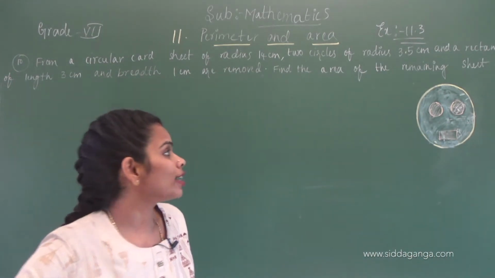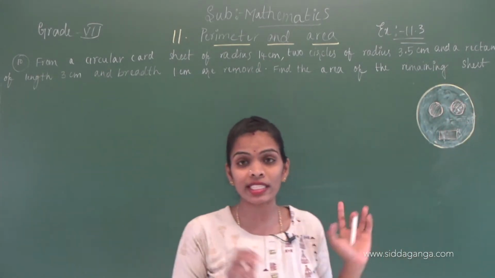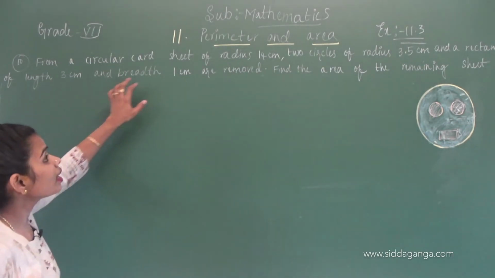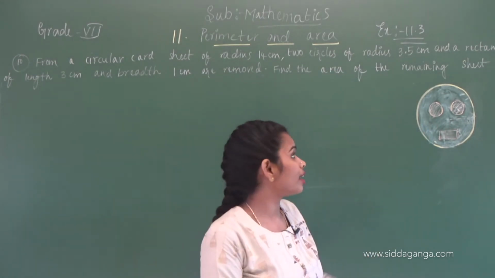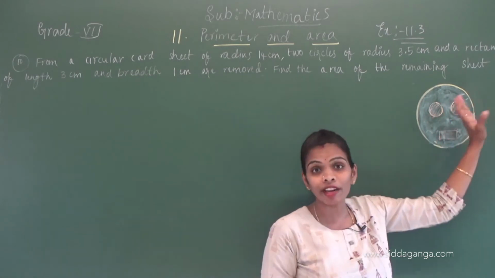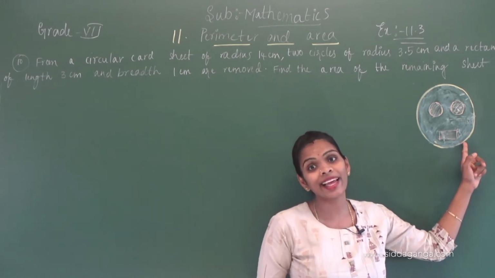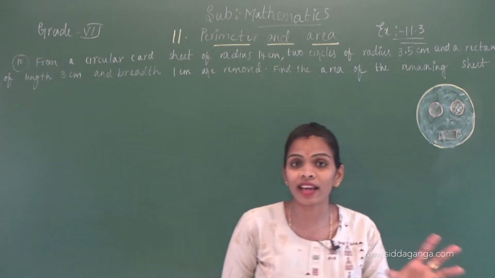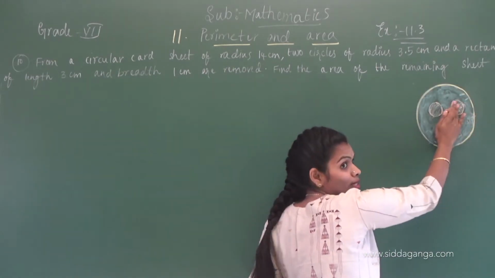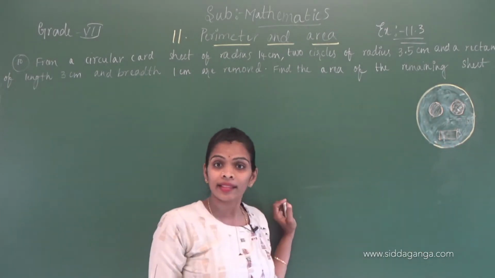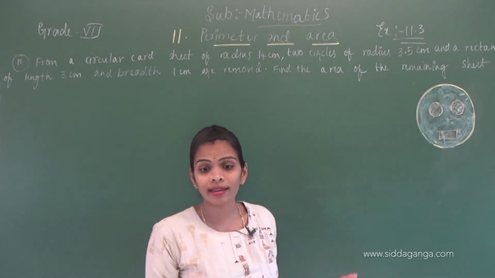How will it come? First, what we have to find, I am telling now, people. They have given a circular card sheet and its radius, so we can find the area of the card sheet. We can find the area of the two small circles because we know the radius, and also the rectangle area because they give length and breadth. If we remove these two small circles' area and this rectangle area, then we will get the remaining part of the card, correct.